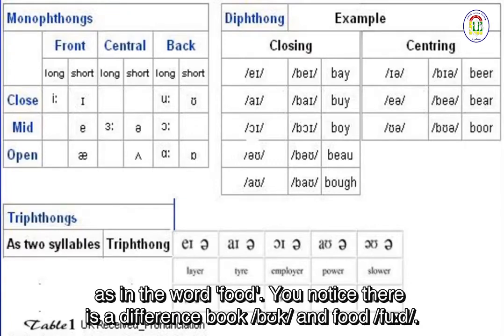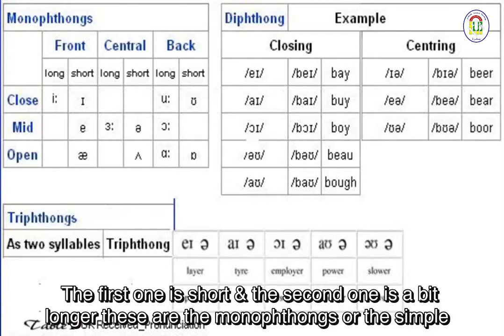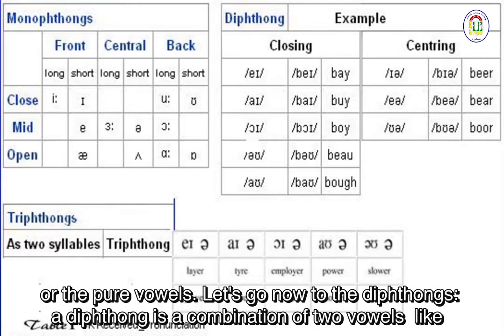You notice there is a difference. Book and food. The first one is short, the second one is a bit longer. These are the monophthongs, or the simple, or the pure vowels. Let's go now to the diphthongs.